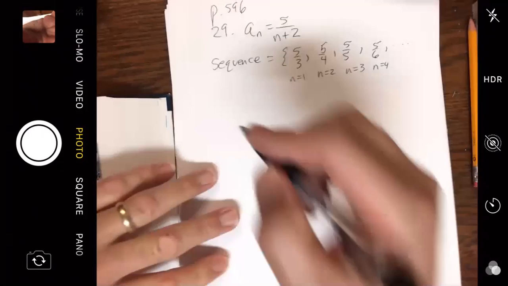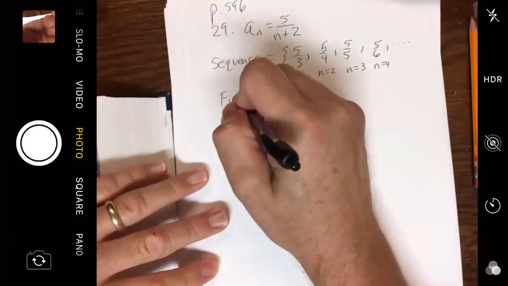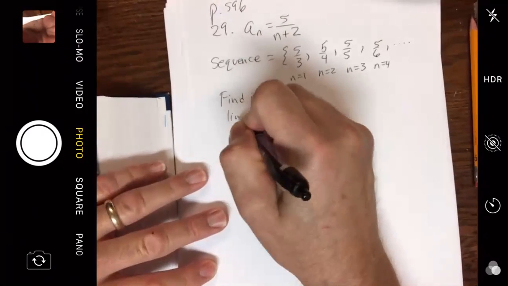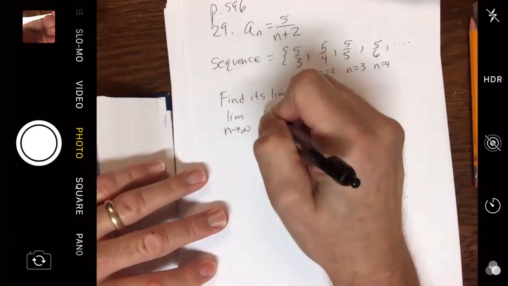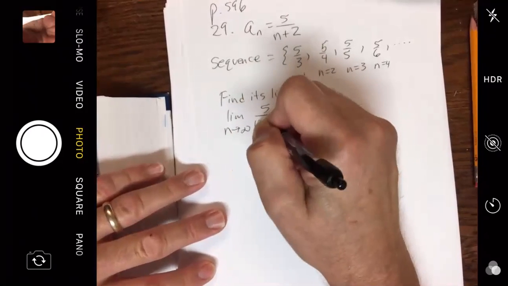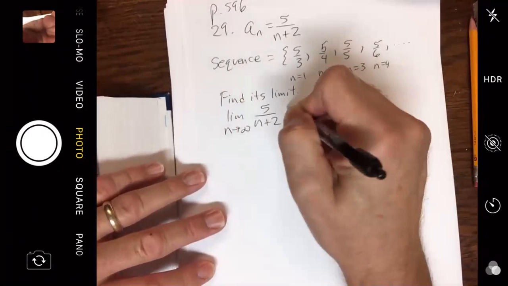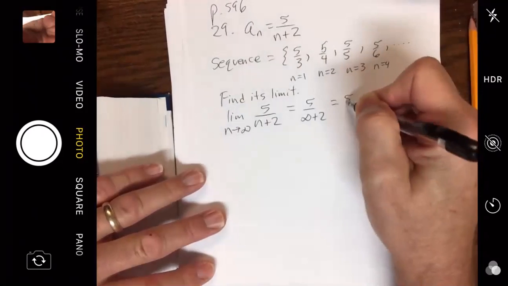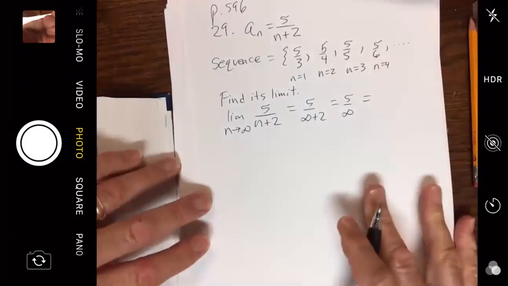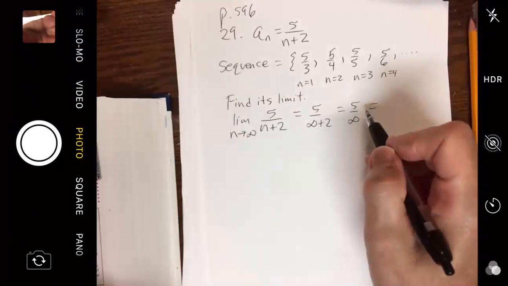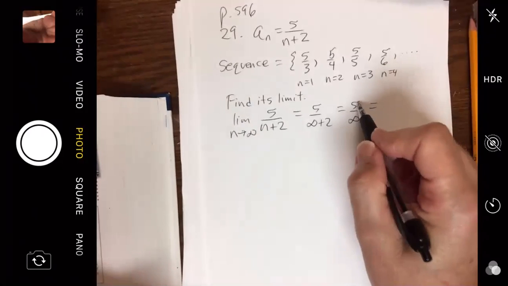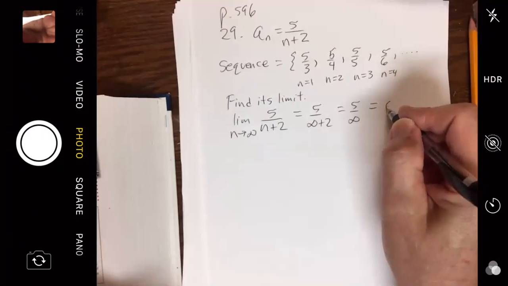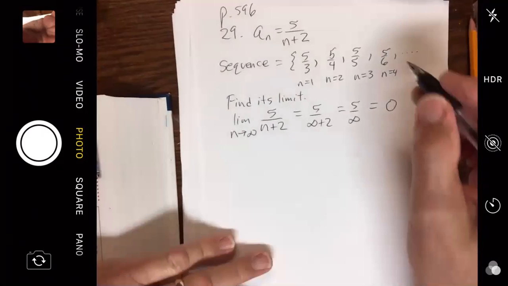Yeah. Okay. So they want you to find its limit. So you take the limit as n goes to infinity of 5 over n plus 2, which is 5 over infinity plus 2, which is 5 over infinity. And we showed you these limits, I think it was in section 8.8. A number over infinity, everybody remember, gives 0.